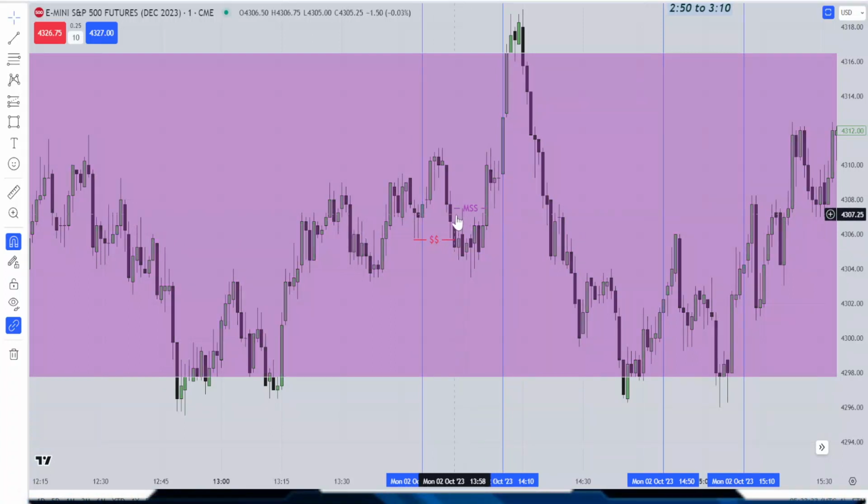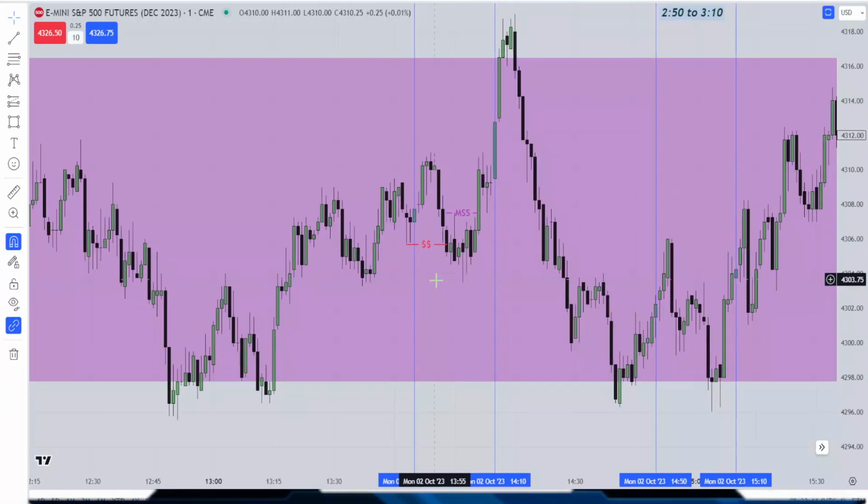Okay, you won't take a sell here, because you will know this one is not a market structure shift. Trust me guys, if you watch that video, you will thank me later. Just trust me, you will thank me later.